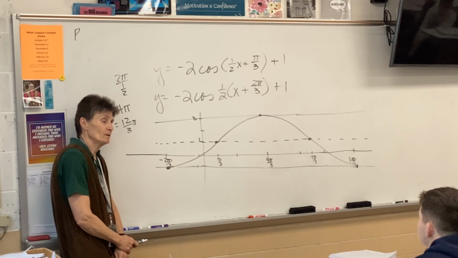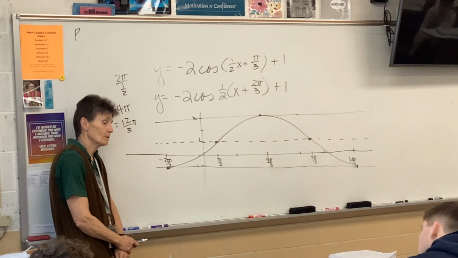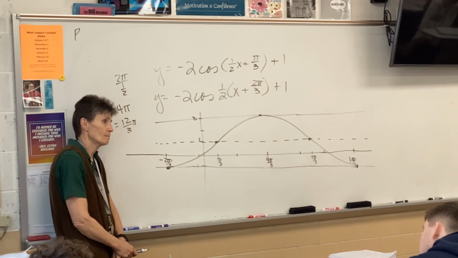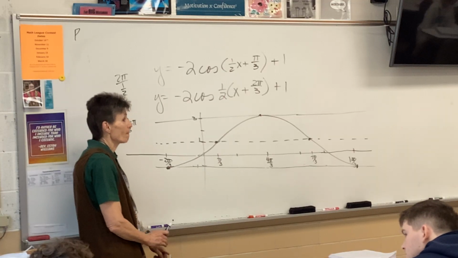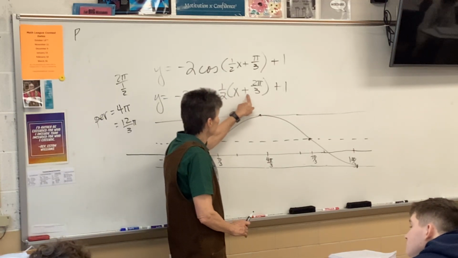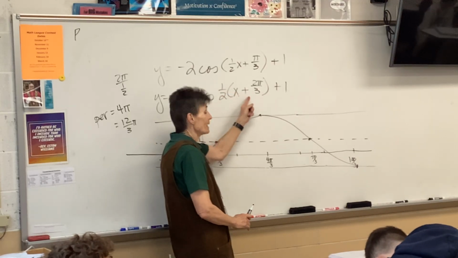All right, do we feel relatively confident that we can do that tomorrow? Or whenever I see you again? Why is it negative 2 pi over 3 instead of just 2 pi over 3? Because remember that when you add to x, it shifts left. Minus would shift right.